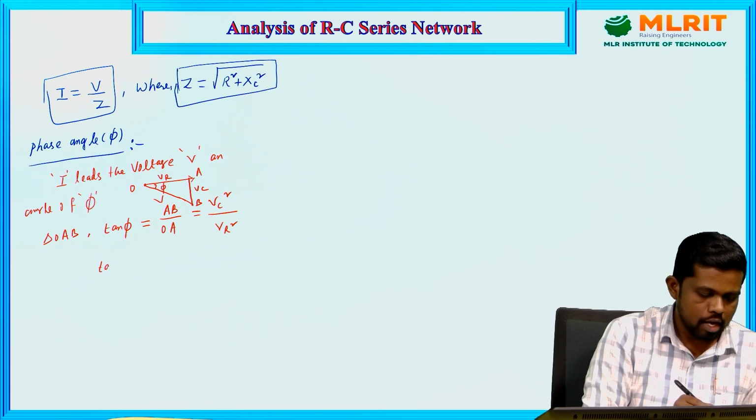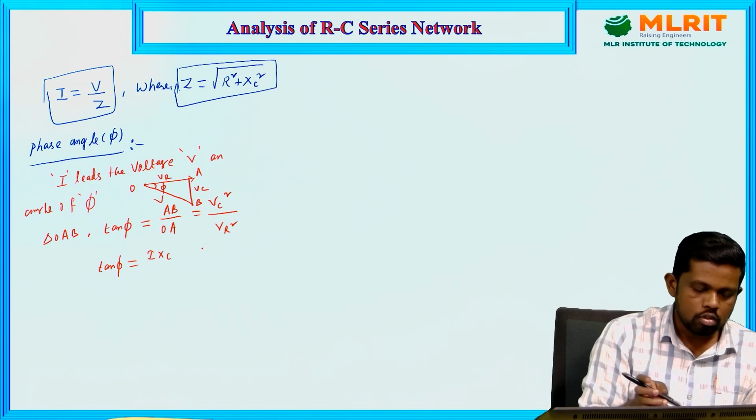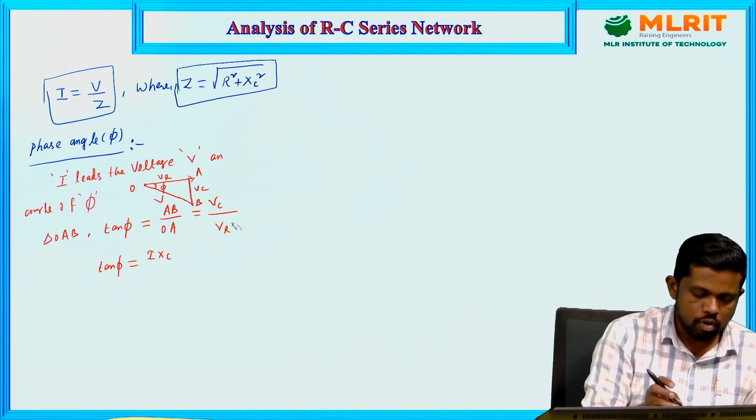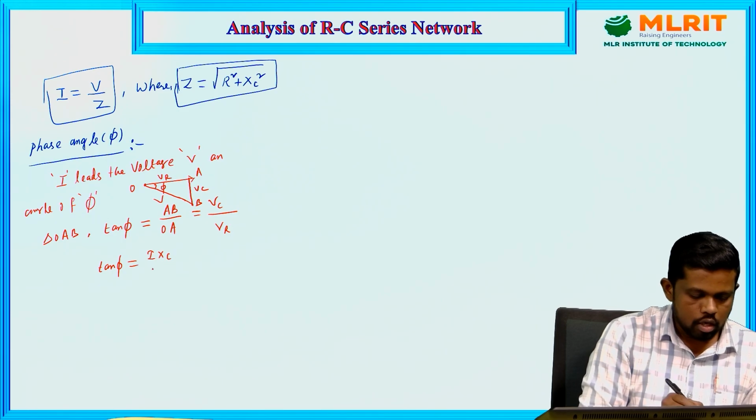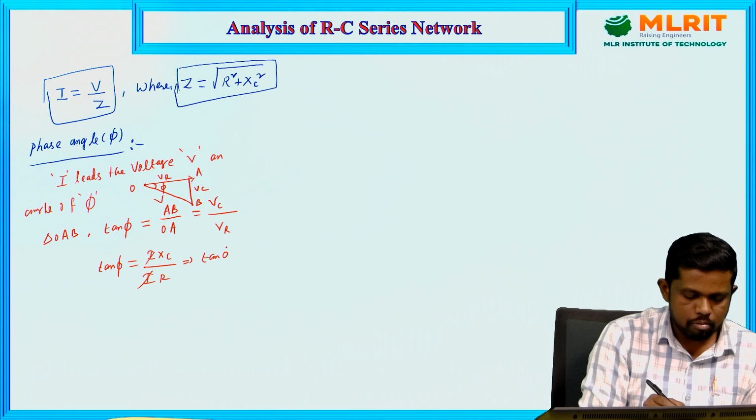Therefore, for tan phi, we expand this term with the help of Ohm's law. That is I into XC upon I into R. Both I terms get cancelled, which implies tan phi equal to XC upon R.